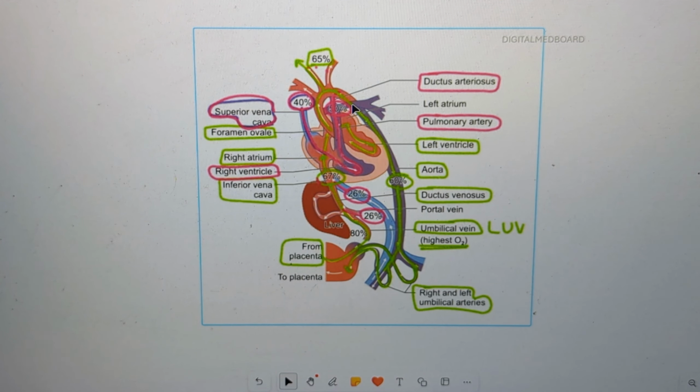This blood then flows in sequence into the abdominal aorta, common iliac arteries, internal iliac arteries, into the right and left umbilical arteries, which return 40% oxygenated blood back to the placenta.